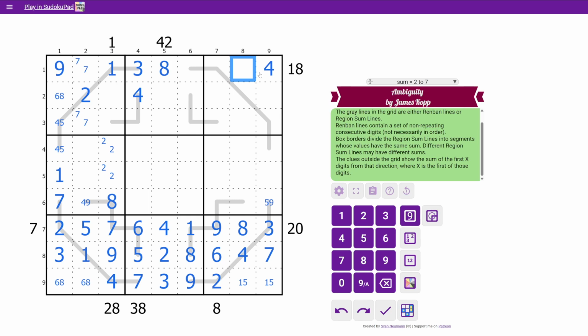Alright, so now... Can a 6 go on this line? And I believe the answer is no, because it would need... Oh, wait, yeah, maybe. It would need 8 more. No, it couldn't. Couldn't be 7-1, couldn't be 5-3, couldn't be 6-2. Because the 6 would already be there once. Okay.